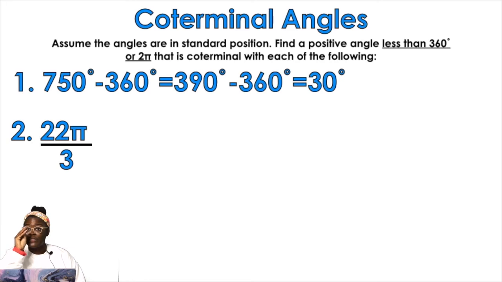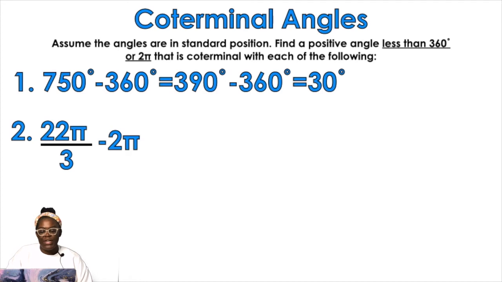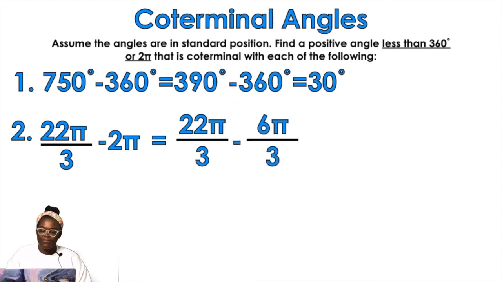We have to subtract 360 more than once. Okay. 22 pi over 3 minus 2 pi. So we're going to do 22 pi over 3. So 3 times 2 is 6. So that's going to be 6 pi over 3.